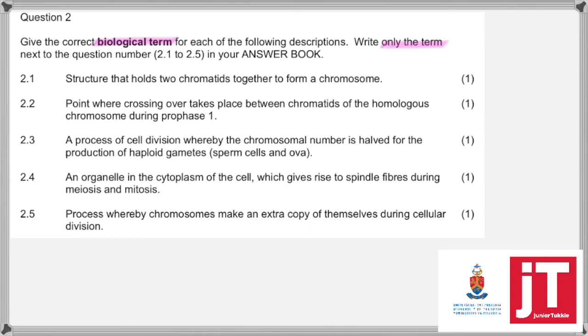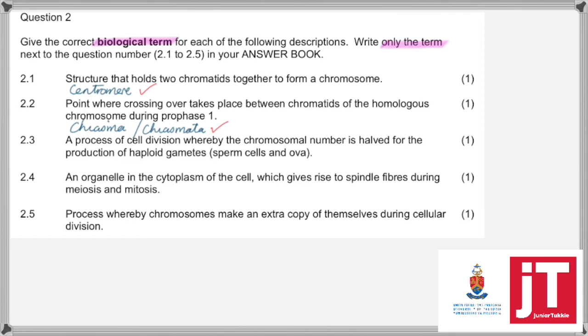All right, let's look at question 2.1. The structure that holds 2 chromatids together to form a chromosome. Now, we should know that to be the centromere. That's a pretty straightforward question. Question 2.2, point where crossing over takes place between chromatids of homologous chromosomes during prophase 1. Remember, this is the process that adds to genetic variation at the end of the day, and the point at which they cross over is called the chiasma, or we call it the chiasmata. Either of those could be acceptable in this case.